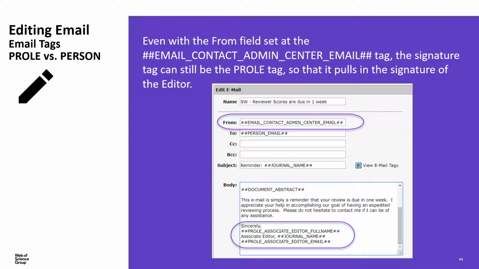Even with the From field set to the Admin Center tag, the signature tag can still be the p-roll tag, so that it pulls in the signature of the editor.